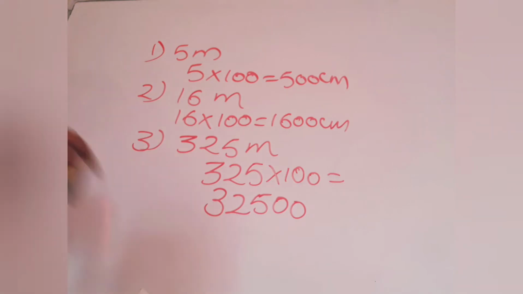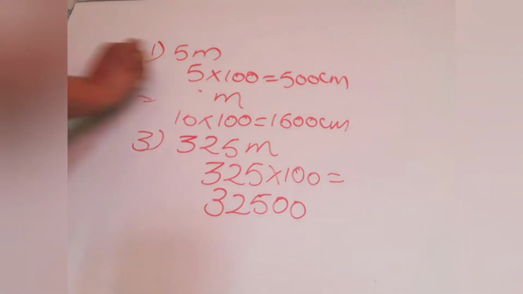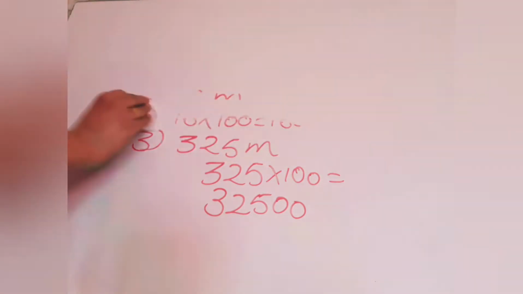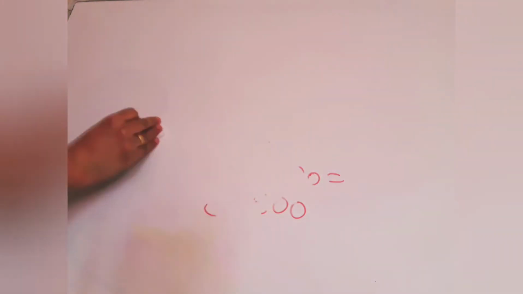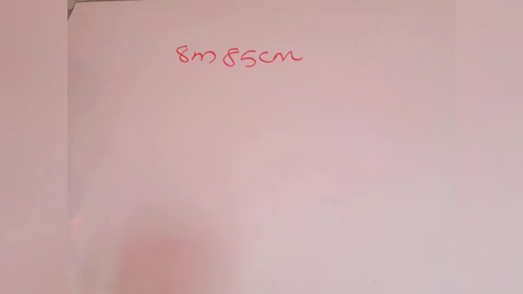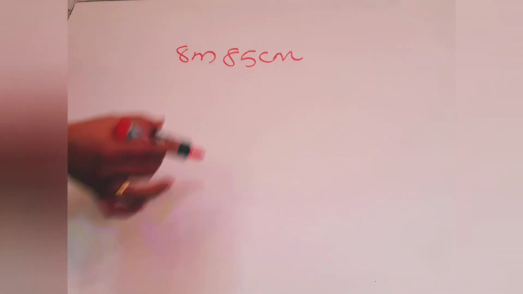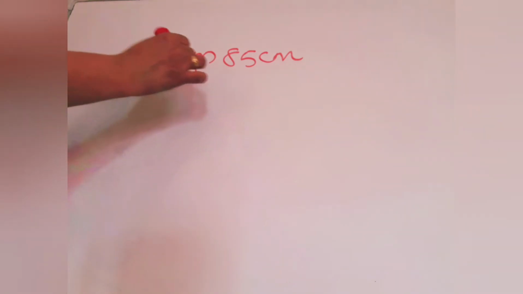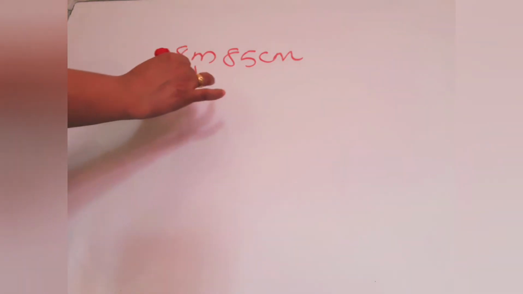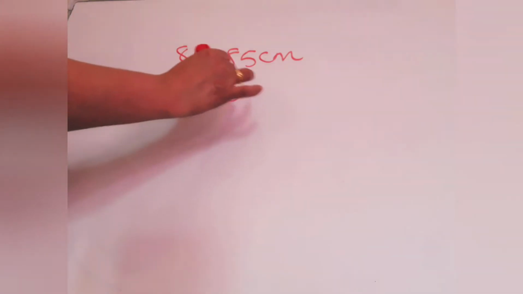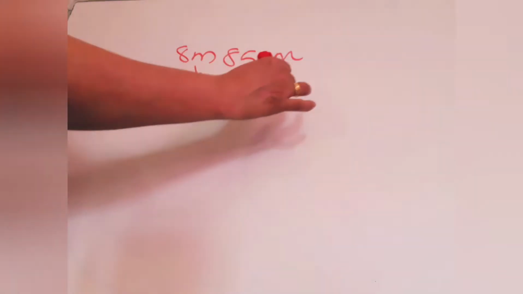Now there are some different questions. Let's see how to solve it. For example, if you get a question, 8 meter 85 centimeter convert into centimeter. Here you have to use another trick also. We know big to small, multiply. So 8 meter we should convert. How? 8 into 100 plus this 85 you should add.